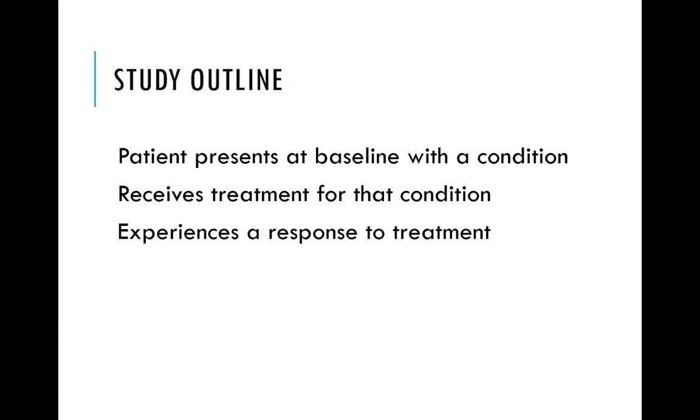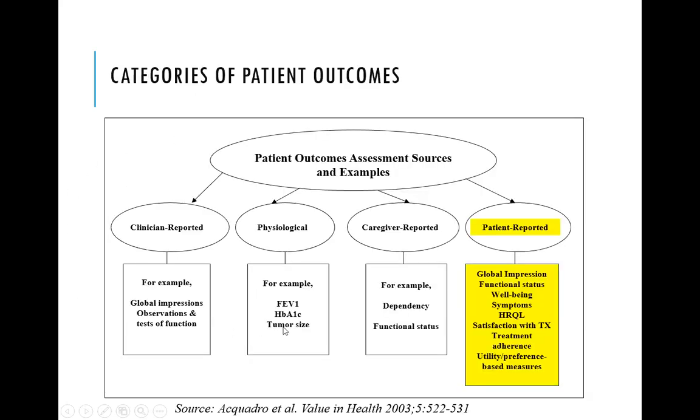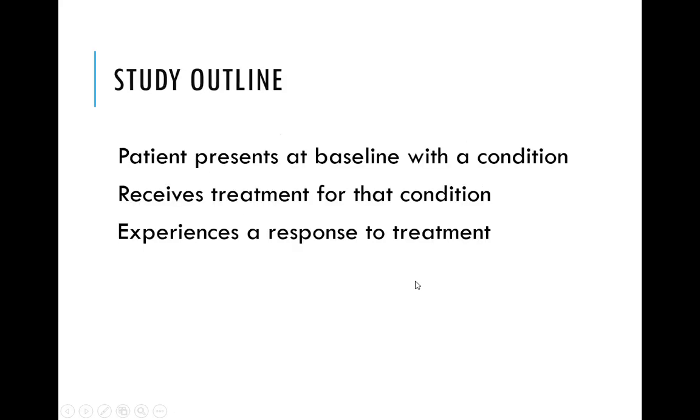Now, proceeding further, first we need to outline our study. How do we outline? What was the presentation at the baseline of this particular patient, and what was the condition? Did this patient receive a treatment for this particular condition, and what was the response to this particular treatment? So if I go back, it is again the same thing. This clinical outcome or this plan could be interpreted in terms of clinician reported, physiological, caregiver, or patient reported.